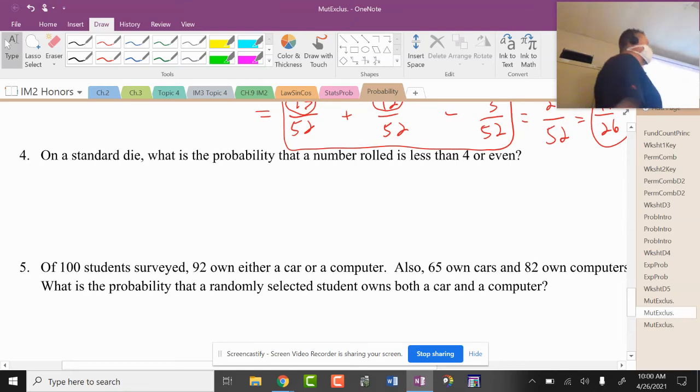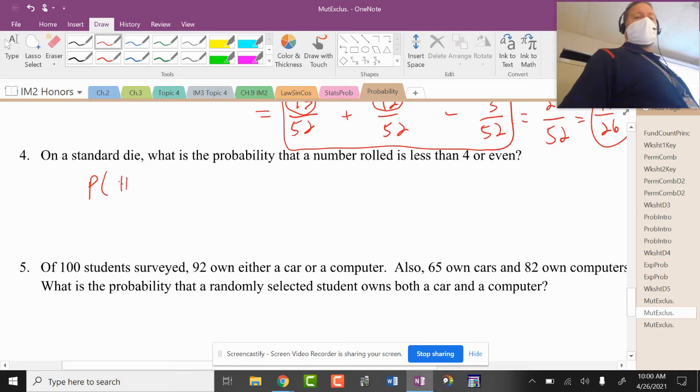So yeah, just saying. Okay, a standard die, what is the probability the number rolled is less than 4 or even? Okay, so probability of a number less than 4, union that with even. I'll just put Eve.